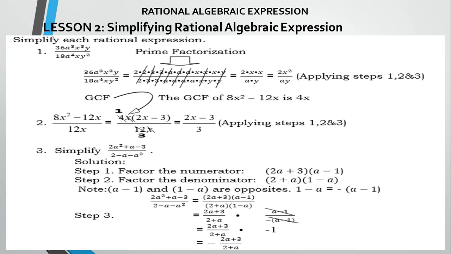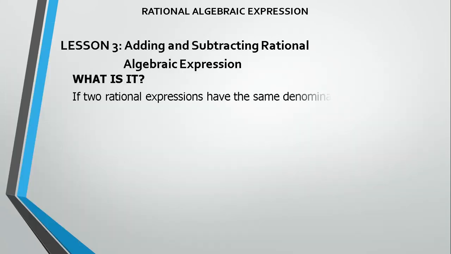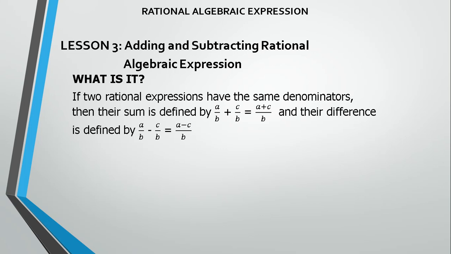Okay. So, let's continue. For lesson number 3, we have adding and subtracting rational algebraic expression. So, if two rational expressions have the same denominators, then their sum is defined by A over B plus C over B. The result is A plus C over B. And their difference is defined also by A over B minus C over B is equal to A minus C over B. Ang ibig sabihin nito, yung denominator nila ay the same. Same denominator like this one sa ating example.